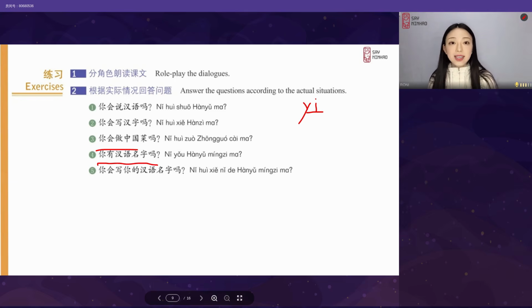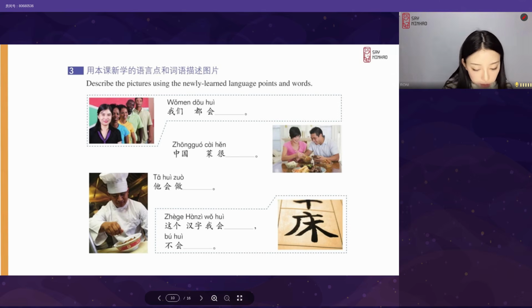Next one. 你有汉语名字吗？有 means have, so 你有汉语名字吗？Do you have a Chinese name? 我有汉语名字 or 我没有汉语名字. Okay, last question. 你会写你的汉语名字吗？If you have one, 你会写你的汉语名字吗？Okay, the answer is 我会写 or 我不会写. Okay, now let's move on to the next part. Let's do some exercises.